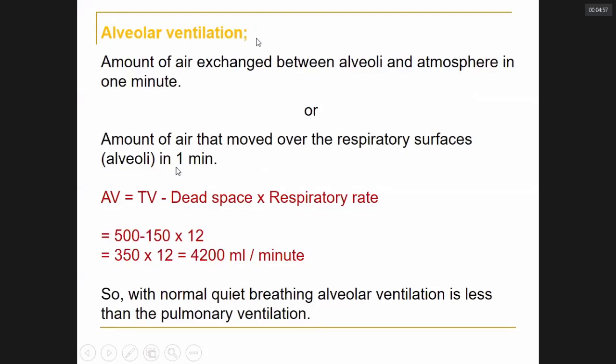So keep in mind the formula of alveolar ventilation and the formula of pulmonary ventilation. Then you must be able to calculate the minute ventilation and alveolar ventilation. Alveolar ventilation is defined as the amount of air exchanged between alveoli and atmosphere in 1 minute, or the amount of air that moves over the respiratory surfaces in 1 minute, right? So with normal quiet breathing, alveolar ventilation is less than pulmonary ventilation, right? That's it.